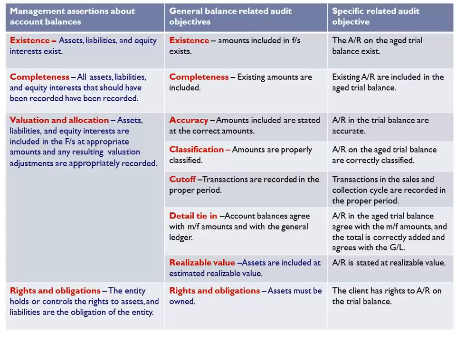Auditors' general audit-related objective, in general, what the auditors are going to try to do is to obtain evidence that these amounts do indeed exist, right? So, for example, let's say the auditor is looking at accounts receivable. The auditor would get the accounts receivable aged trial balance, select a sample of customers' account balances, and confirm those account balances.